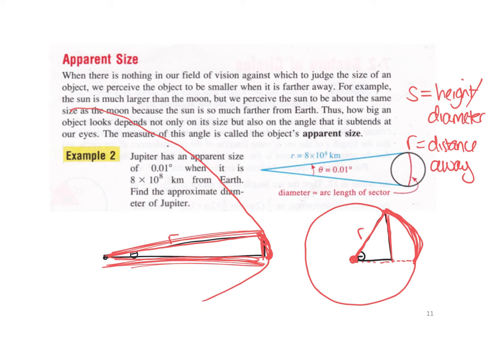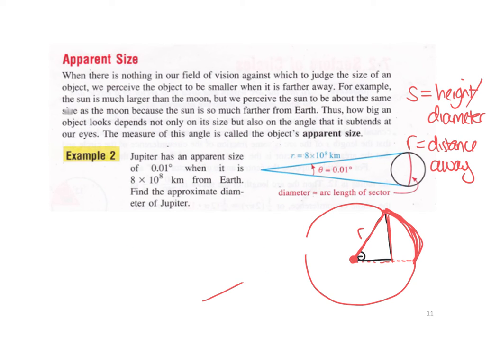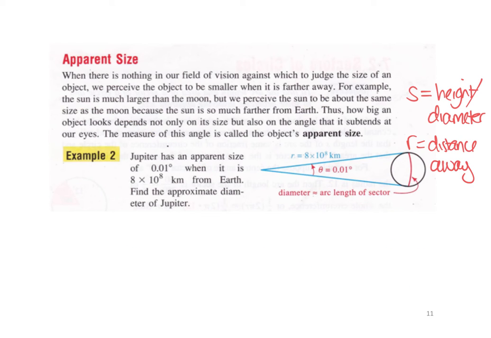So let me just erase all of this here so I can go through this example. So looking at our picture, it's saying the angle is 0.01 degrees. We will have to change that to radians. The radius, the distance away, and I want to know the arc length, which as I mentioned above is going to be our height or diameter of the object. So using the formula, S equals theta R, or R theta. S is the unknown I'm searching for. Theta I'll fill in a minute. And then the radius is 8 times 10 to the 8th kilometers.